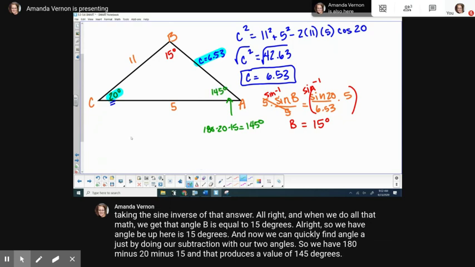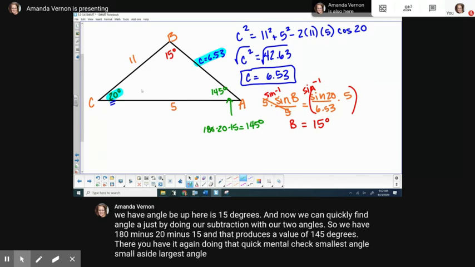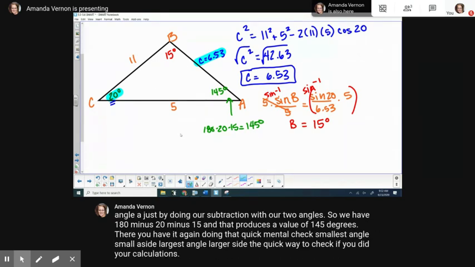There you have it. Again, doing that quick mental check: smallest angle, smallest side; largest angle, largest side. It's a quick way to check if you did your calculations correctly.